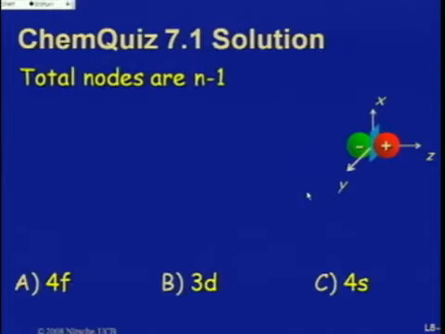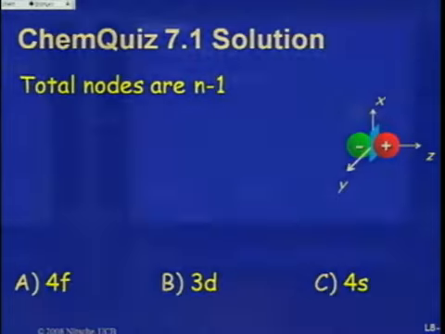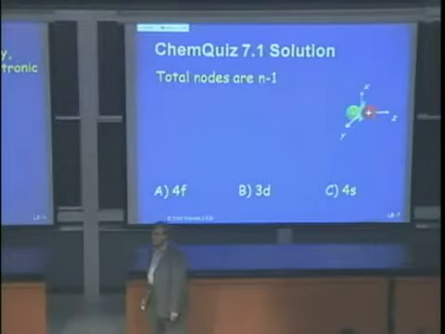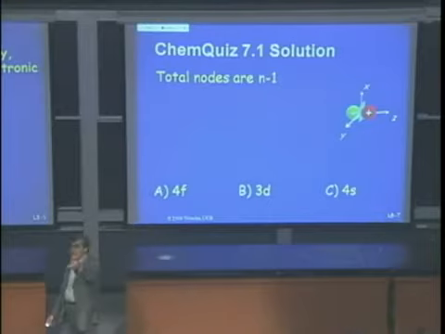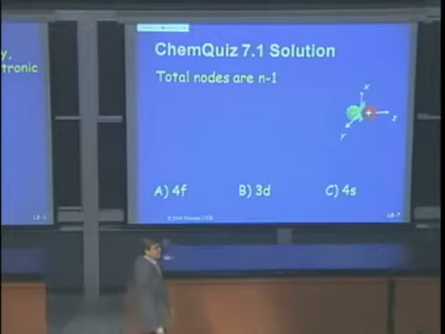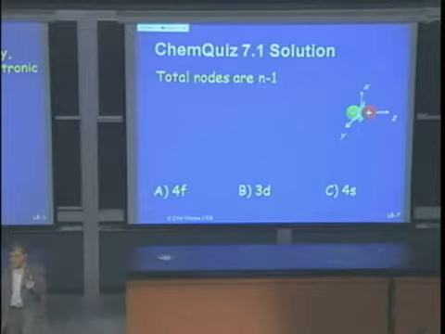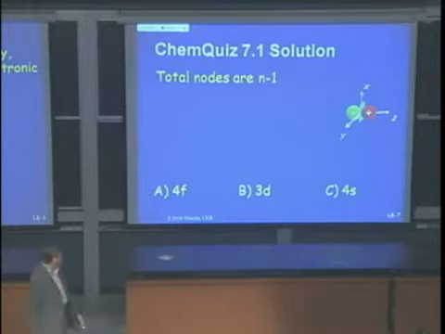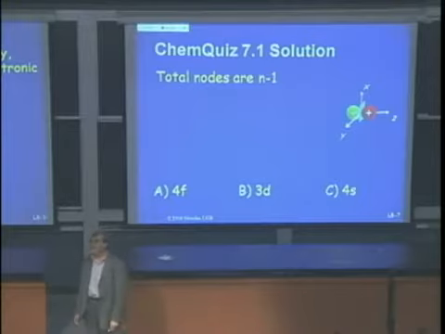So what is 4f? What's the number of total nodes? n minus 1, n is 4, n minus 1 is 3. Total nodes is 3, okay? What's the quantum number for f? 0 is s, 1 is p, 2 is d, and 3 is f, okay? 3. So how many nodes did we say? We have 3. So that must be 3 what kind of nodes? Angular nodes, all right.